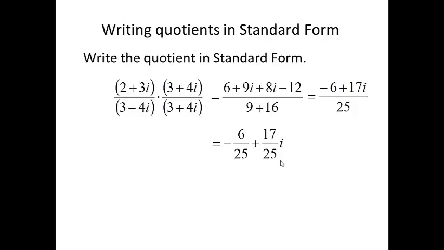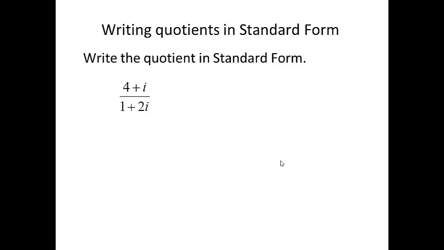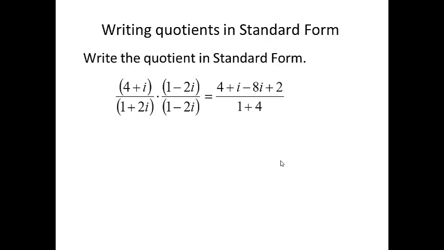Okay, try this last thing here, and then we're going to be done. On your own, pause it, see if you can come up with the right answer. Okay, you're going to multiply by the conjugate of the denominator, which is 1 minus 2i. FOIL it all out. Combine your like terms. And then just separate them into the real part and the imaginary part. And that's your final answer.